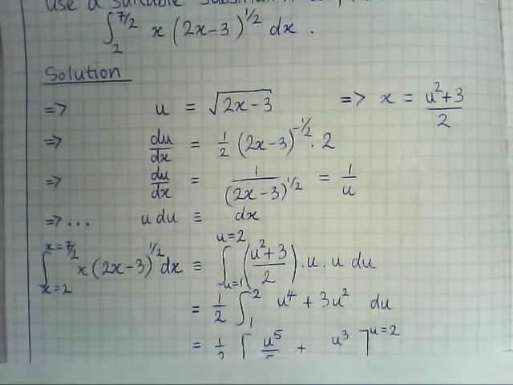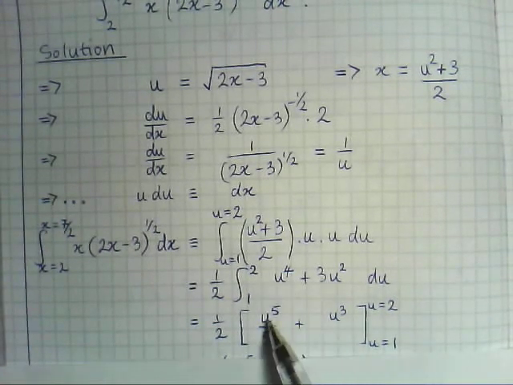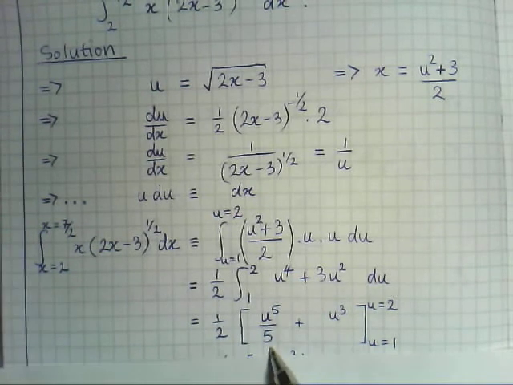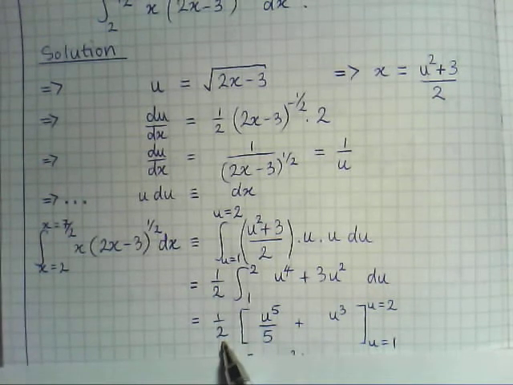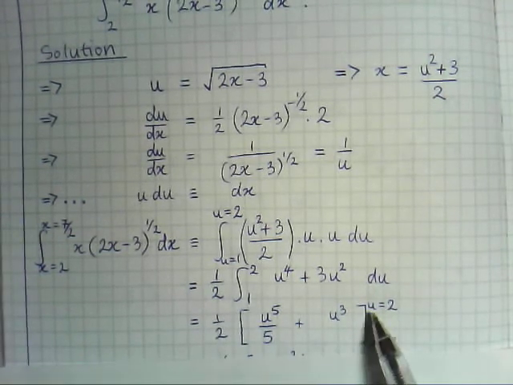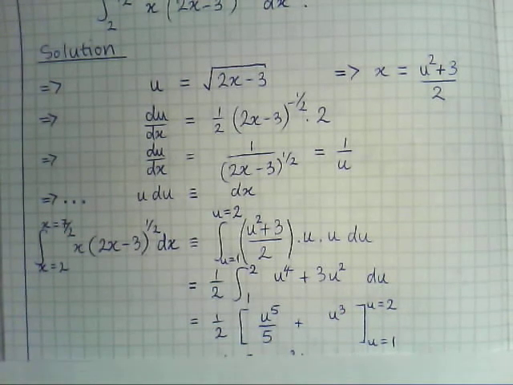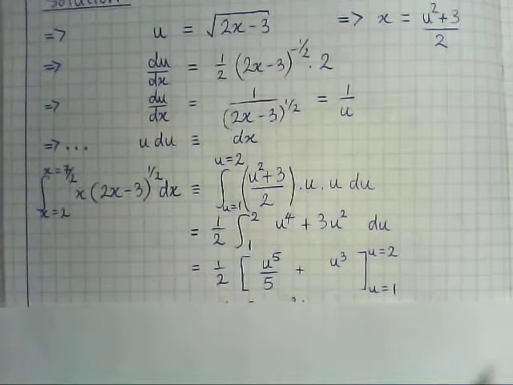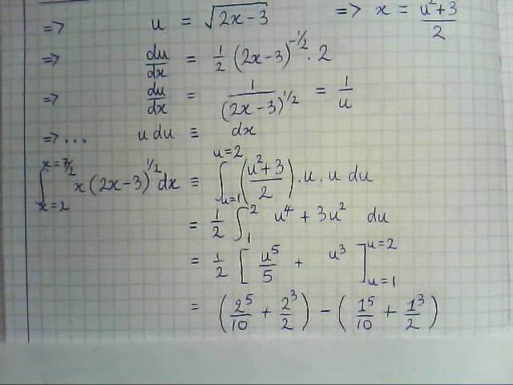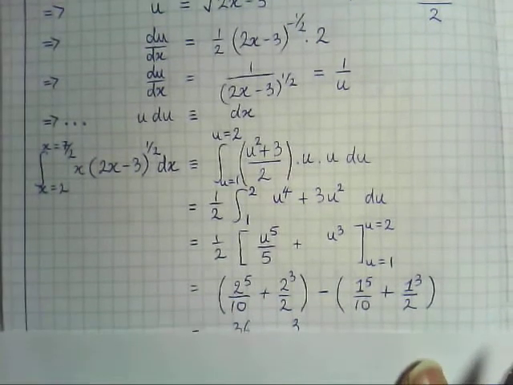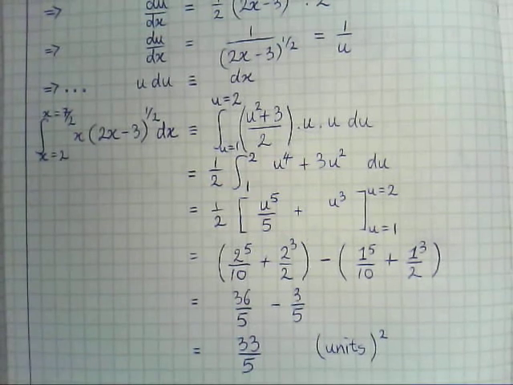Okay, so if we carry on and start the integration with respect to u, this becomes u to the power of 5 over 5 plus u to the power of 3. The half still remains outside, and we have our limits in terms of u, 2 and 1. So now we can try to evaluate this integration using those limits. And substituting all those values in, we find that we get an answer, finally, of 33 over 5.